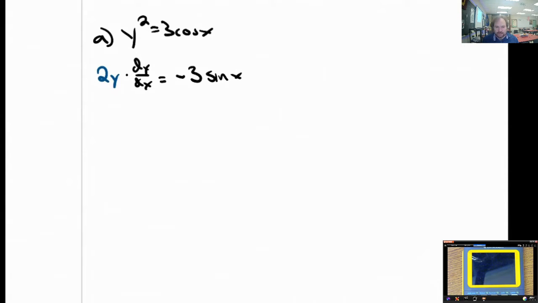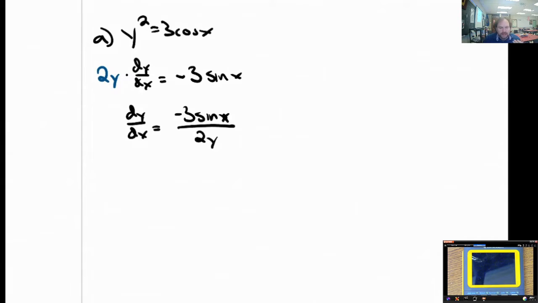At this stage, we can now just divide over and call it good. I like this answer a little better than what the book has printed. dy/dx is equal to negative 3 sine of x over 2y. And I like that.